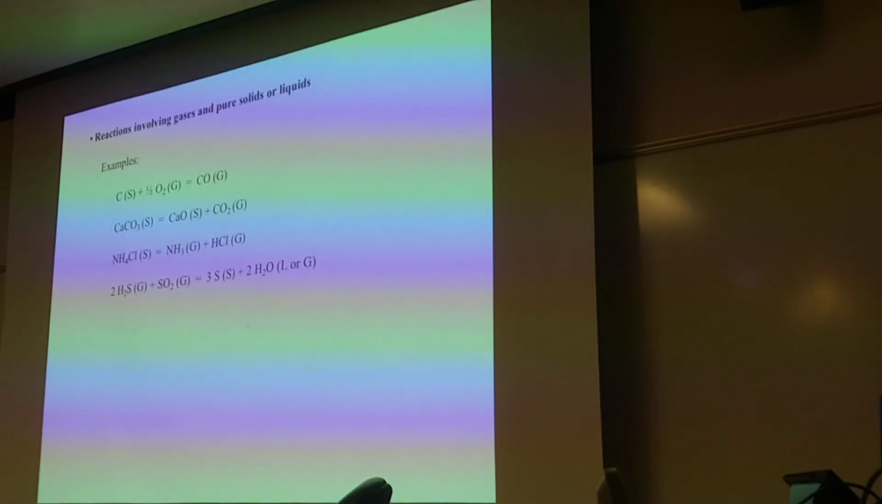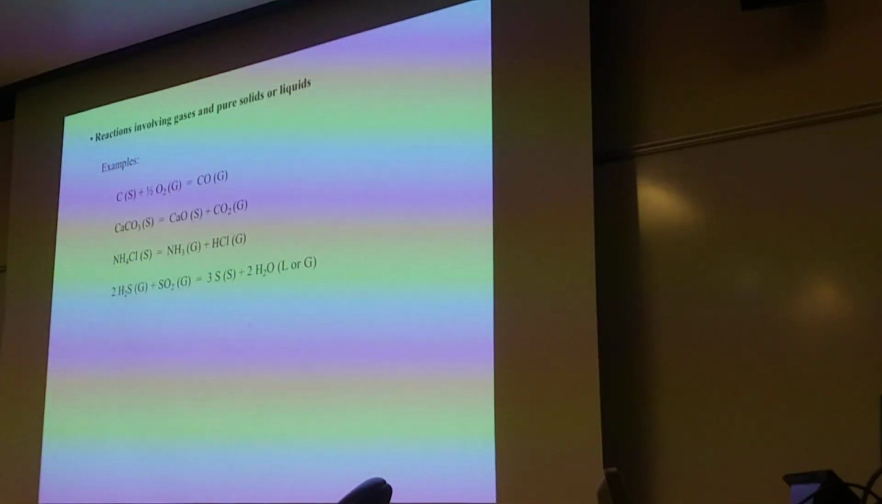If you react a gaseous H2S with gaseous SO2, you'll get a precipitation of solid sulfur, and then either water vapor or water as a liquid, depending on what the conditions are. And many other examples could be given here. So this is an important type of reaction that we might need to consider. So let's see how we would analyze that.